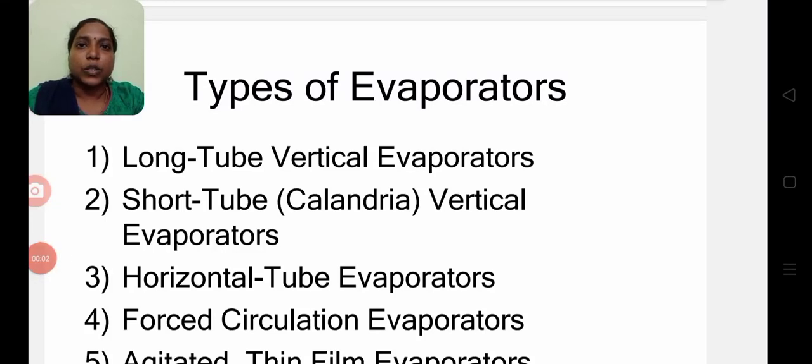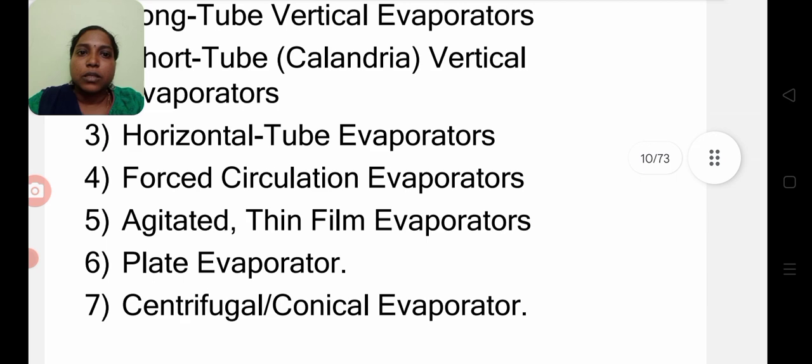Hello students, in today's class we are going to learn about the different types of evaporators. Based upon the raw materials which are used in the food industry, the types of evaporators also vary because of the complex composition and structure of the raw materials. These are the different types of evaporators.